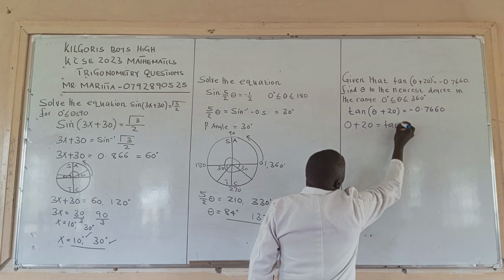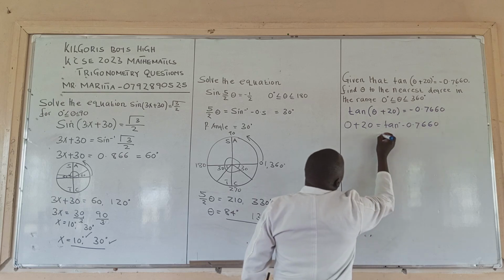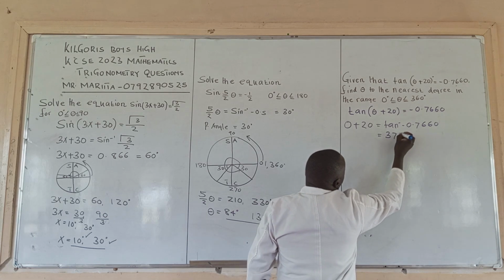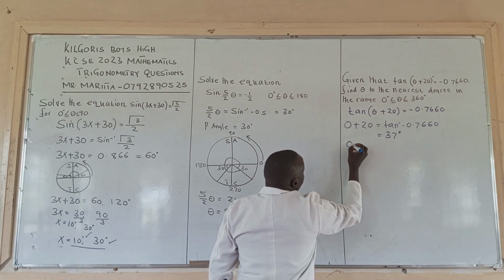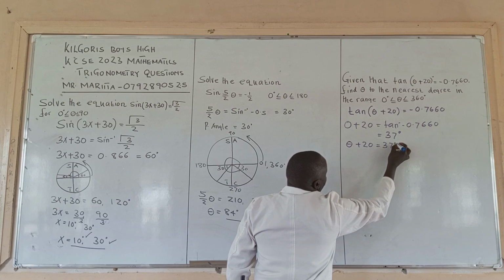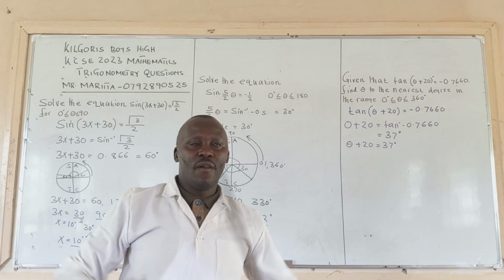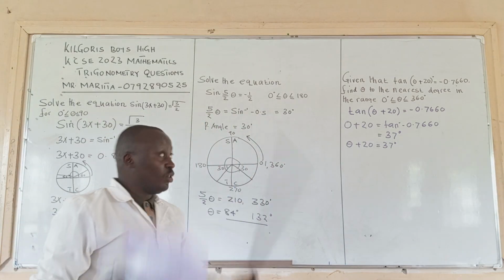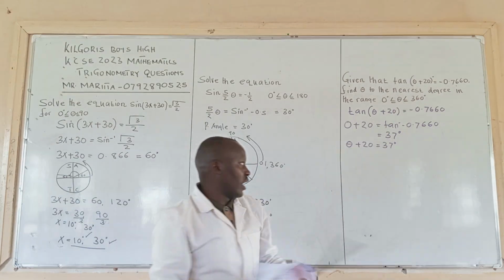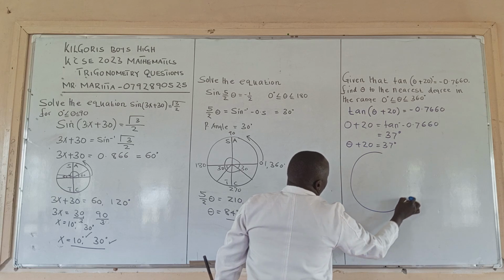Now you find the tan inverse of negative 0.7660, which gives us 70 degrees. So our theta plus 20 is equivalent to P, in this case 70 degrees. This is not enough. The next step, as I've told you, you must make sure that you use the unit circle to see where the tan is negative. Where does it lie on the quadrant? So we use our unit circle to see where it lies.